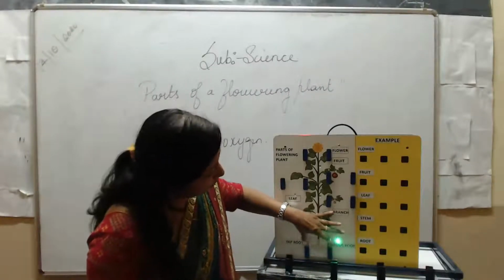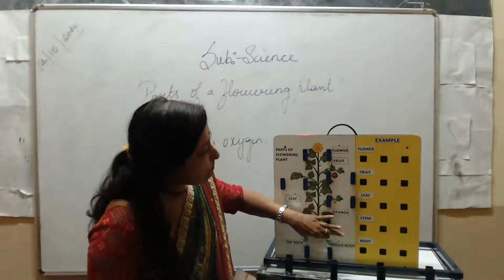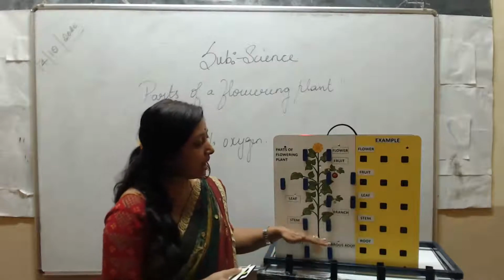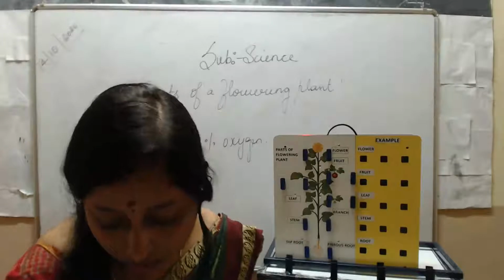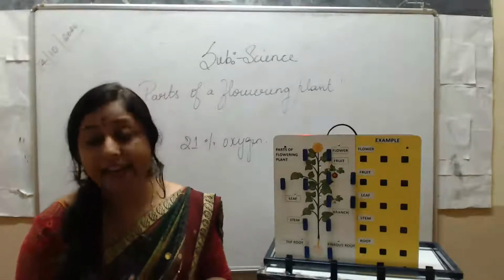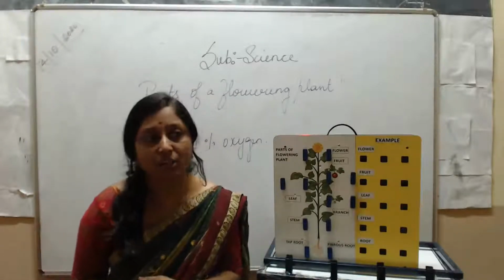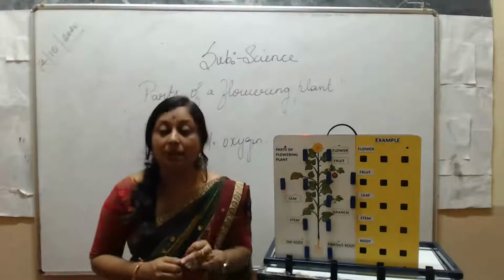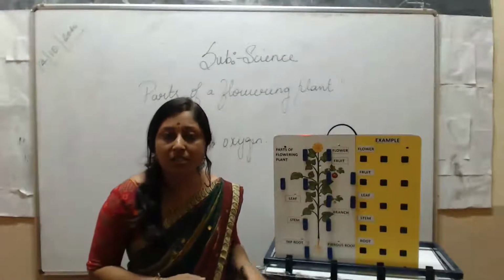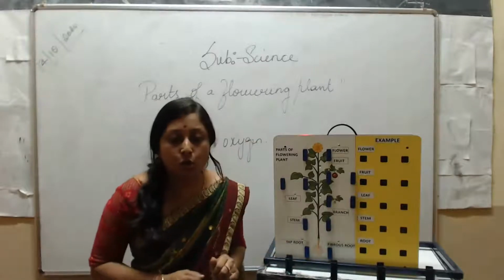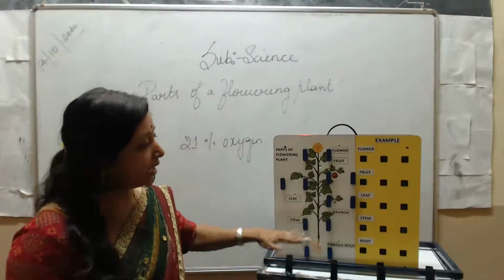Shoot system. What do you mean by shoot system? It means the parts which are above the ground. The aerial portion of the plant is known as the shoot system. The aerial portion means above the ground. Below the ground is called the root system, and above the ground is called the shoot system.